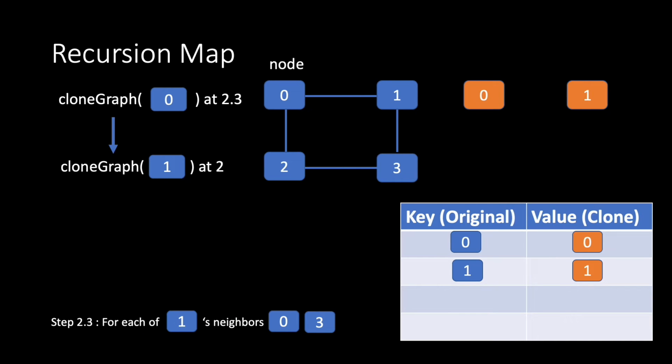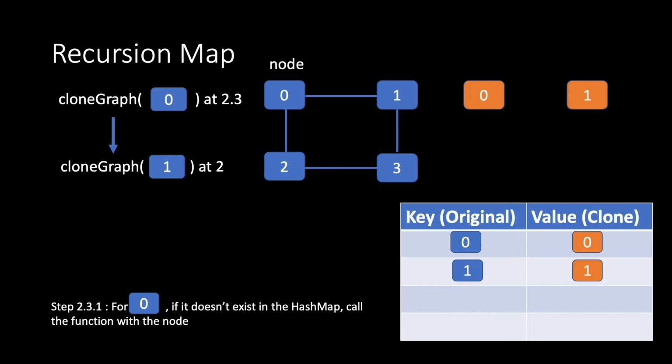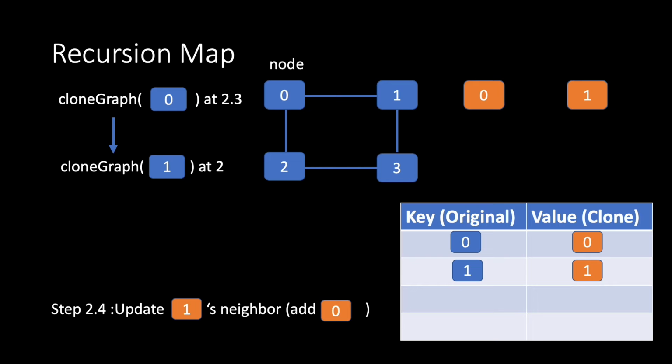And then we're going to check 1's neighbors this time. 1's neighbors are 0 and 3. So we're going to start with 0, and we're going to check if it exists in the hash map. In this case, it does. So we don't have to call the recursive function. We're going to skip this step and go to step 2.4, which is update 1's neighbor.